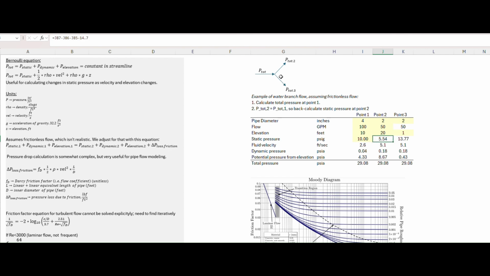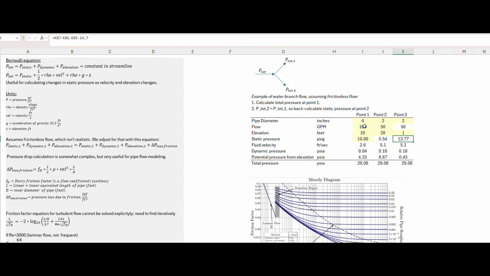And if we look at point 3 where the elevation decreases, we go from 10 feet off the ground here to 1 foot off the ground here. Our static pressure actually ends up higher here at point 3 than point 1. And that's something that's maybe not super intuitive.